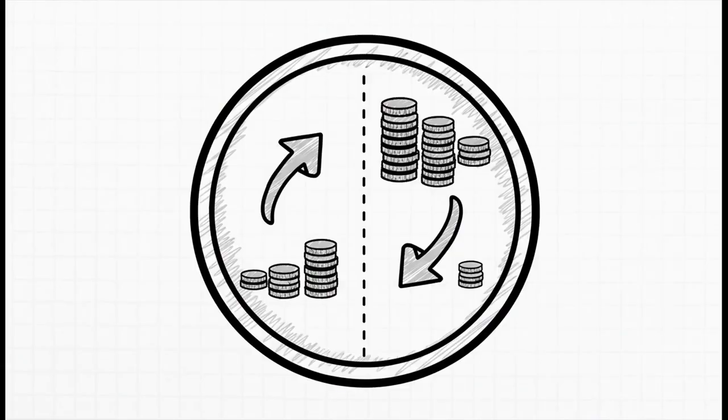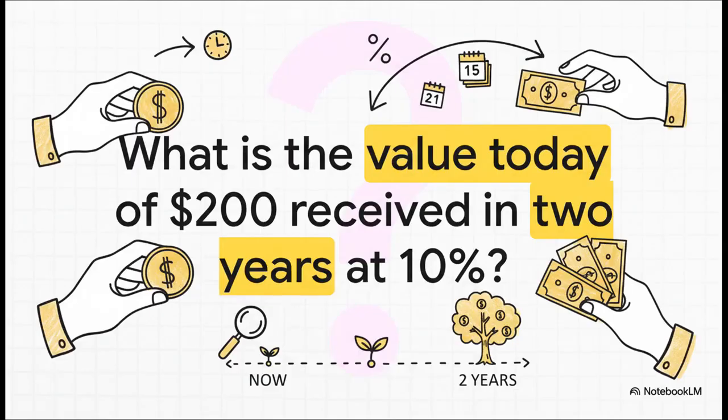And this process has a name. It's called discounting. If you think of compounding as growing your money forward, discounting is what shrinks a future sum backward to tell you its value today. They are literally two sides of the exact same coin. So let's pose a problem. Someone guarantees you $200, but the catch is you have to wait 2 years to get it.